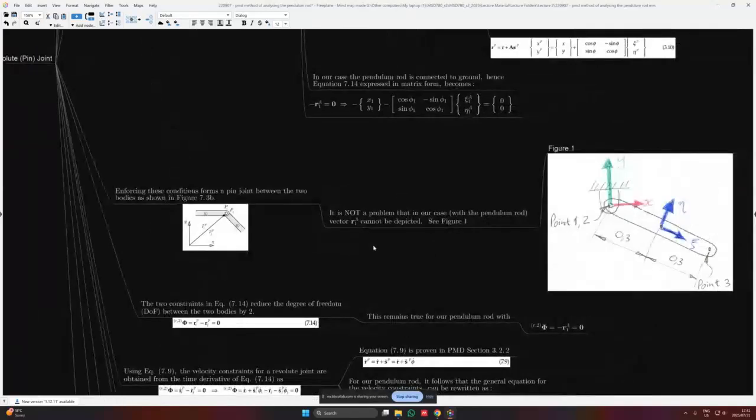It is not a problem that in our case, with the pendulum rod, vector R1A cannot be depicted. Remember, R1A is the vector from the global coordinate system to, in this case, on body 1 to point A. So since we have the global coordinate system lying over here, it simply means that R1A is equal to 0, since I can't construct a vector over here. R1A is essentially 0. It's at the global coordinate system's origin.